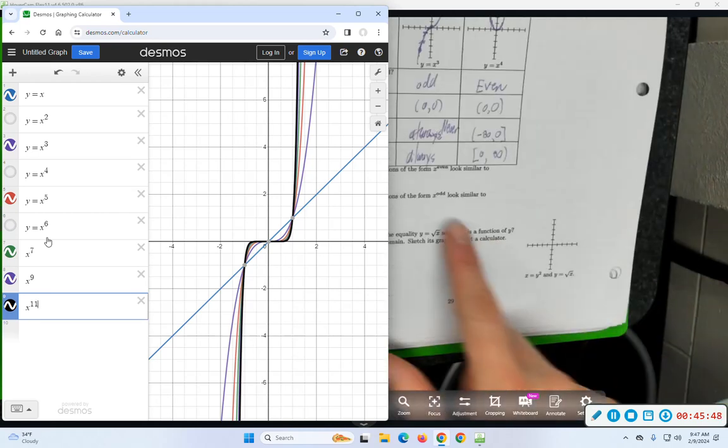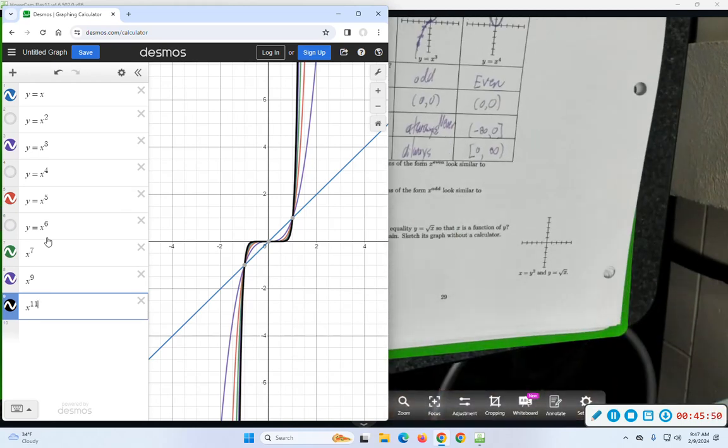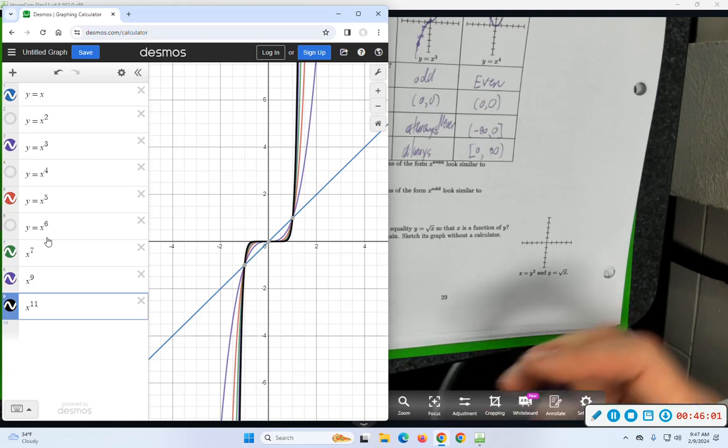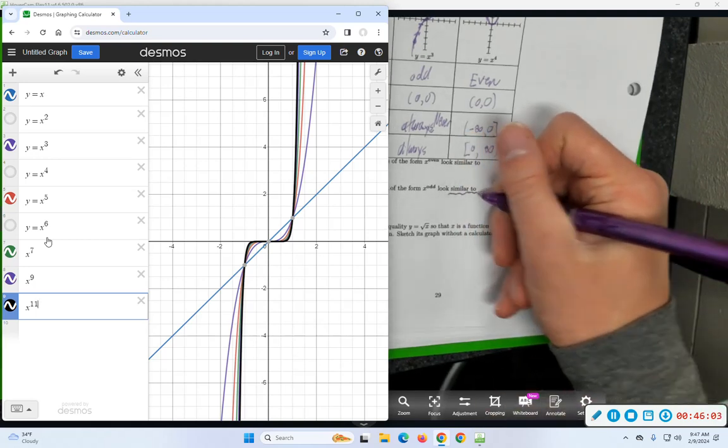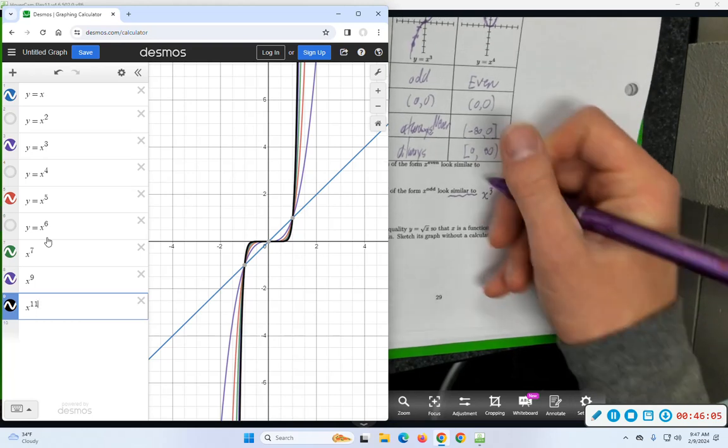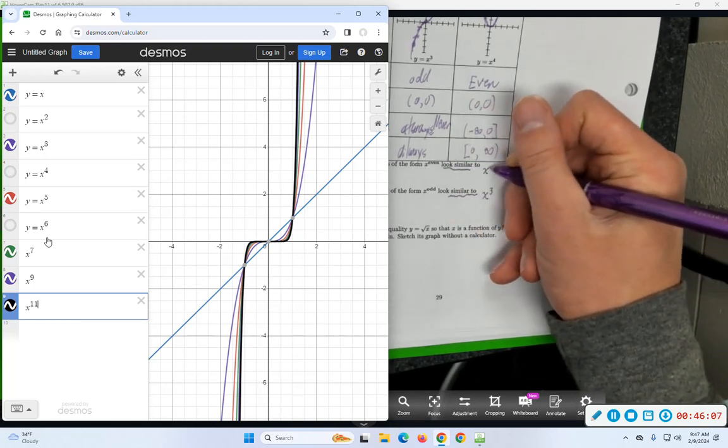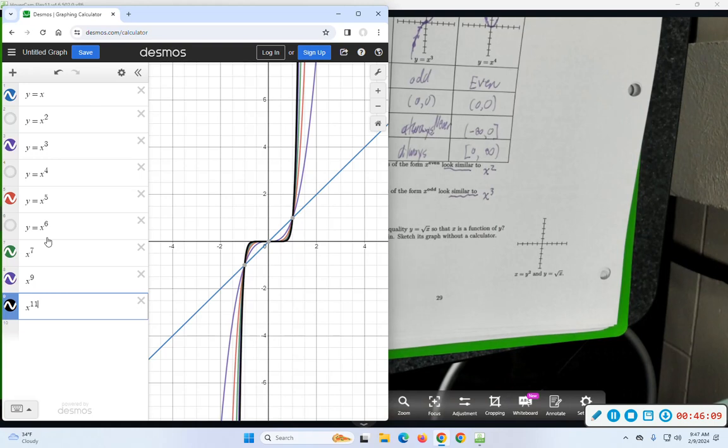And in fact, qualitatively, they all look kind of like x cubed, right? If I just asked you, here's a blank piece of paper, sketch for me very informally the graph of x to the 7th, you'd probably draw something that looks like x cubed. Similarly, the even power functions all look similar to x squared and have the same even and odd properties. Feel pretty good?